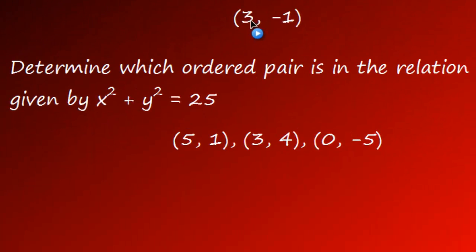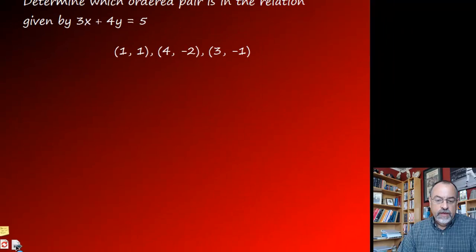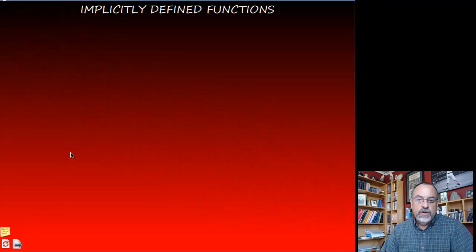Okay, so in order to determine which ordered pair is in the relation expressed by the equation, we simply substitute in the values. Here we have x squared plus y squared is equal to 25. We would substitute in 5 for x, 1 for y, and determine if we got 25. Any ordered pair that gave us that would be part of the relation. In this situation, both (3, 4) as well as (0, -5) would make this equation true. Therefore, both are part of the relation. So you can't stop when you get just one and say, okay, that's the one. You have to check all of them. That's how you would determine if an ordered pair is part of a relation.